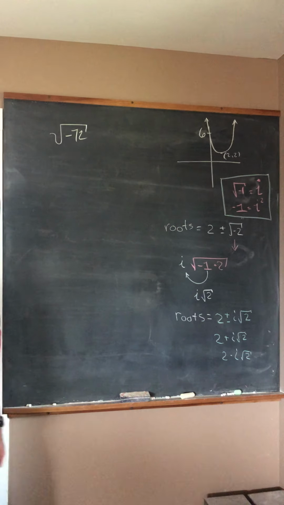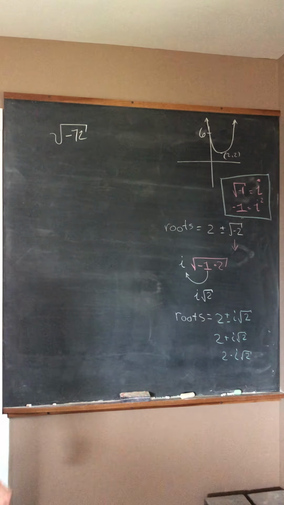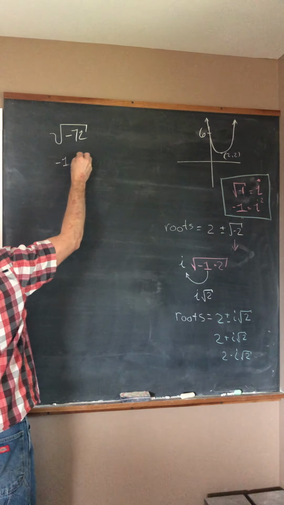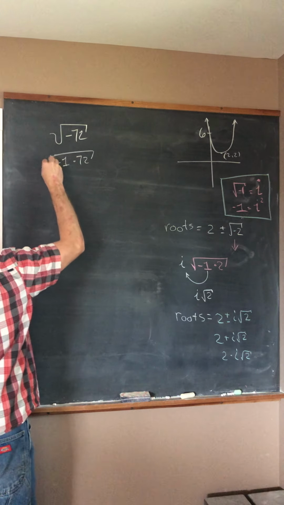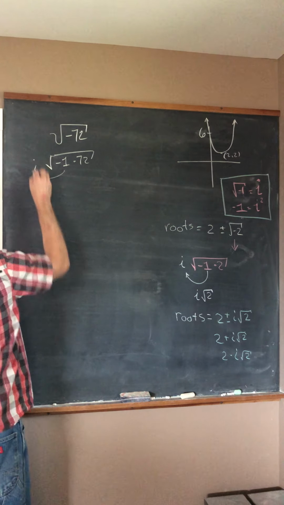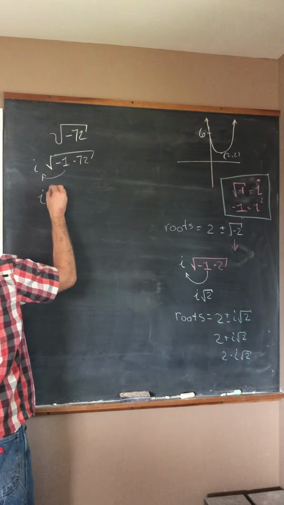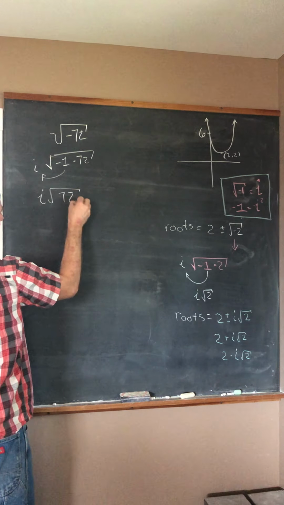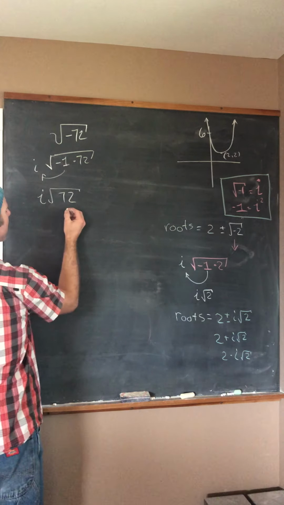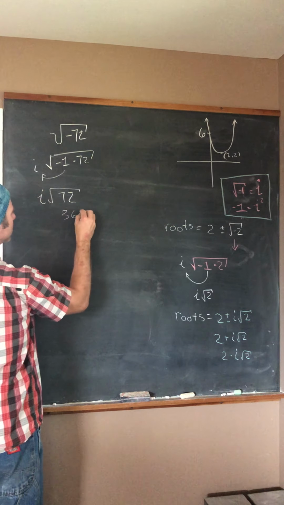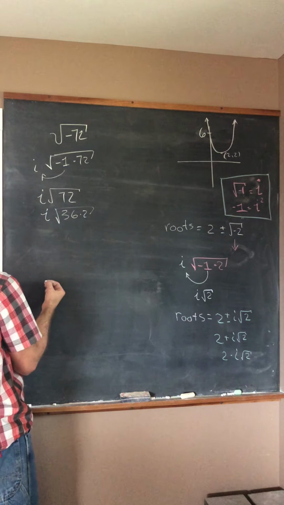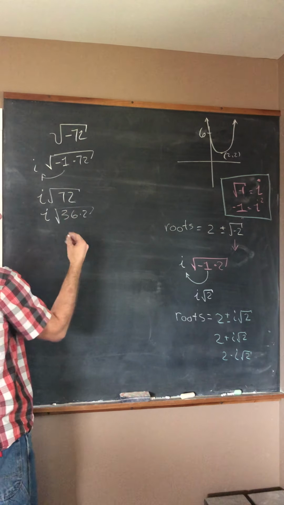Okay, square root of negative 72. First I want to get rid of this negative sign. So negative 1 times 72. Okay, that can come out. So now we're at i root 72. Now we just need to do the square root of 72. Let's see, that's 36 times 2, because 36 times 2 is 72.